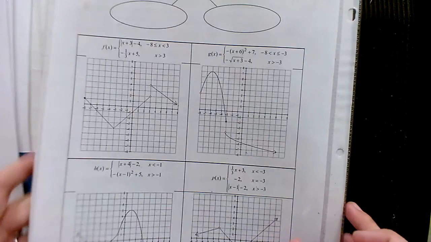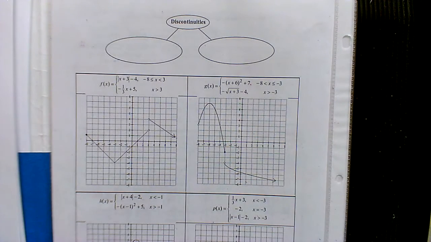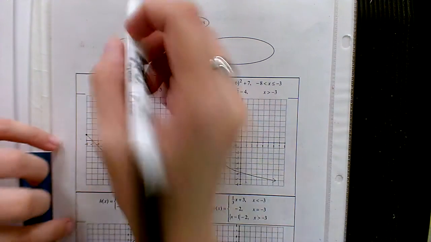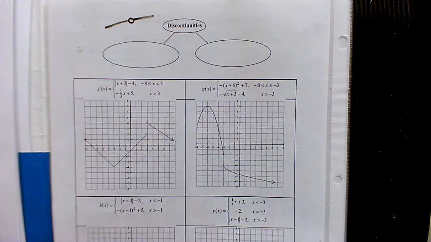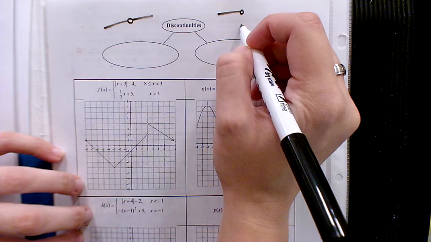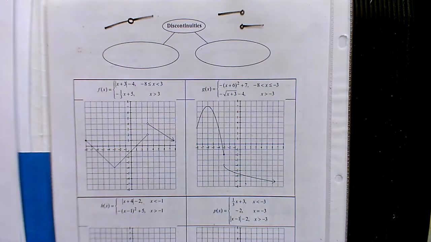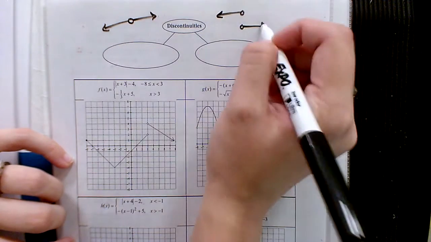Let's go ahead and take a look at some discontinuities. These are the ones we're really interested in. What if we have to lift up our pencil? On the front, we had two different options. We kind of had the two sides meeting at an open circle. Maybe we had the two sides not meeting at all. So we're going to define these two different types of discontinuities.